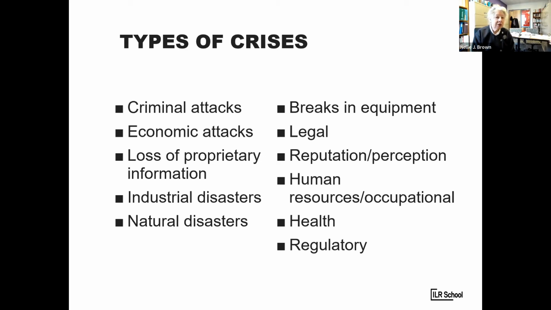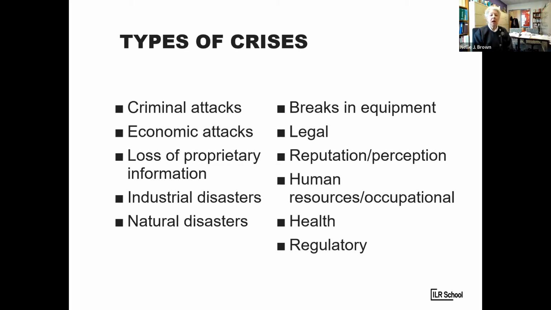Criminal attacks could fall into many of these other categories too. But keep in mind, a criminal attack might shut down your organization, cause you to face various legal challenges, regulatory violations, or even breaks in equipment from sabotage. I mean, by its very nature, the origin of the term itself, sabotage. So think about vulnerability as it could affect you here.